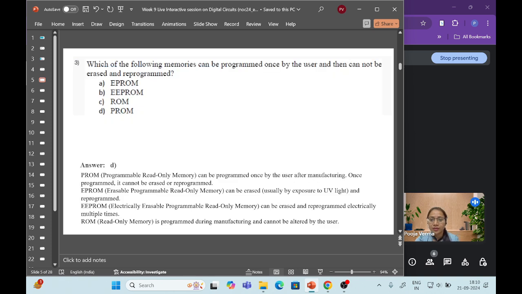Moving to the next one. The next question is also a theoretical question. It is given as: which of the following memories can be programmed once by the user and then cannot be erased and reprogrammed? Option A is EPROM, option B is EEPROM, option C is ROM, and option D is PROM.